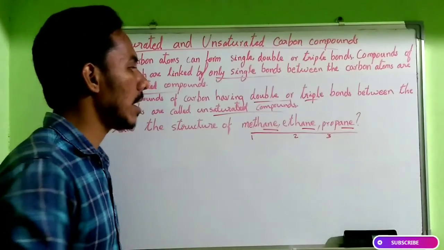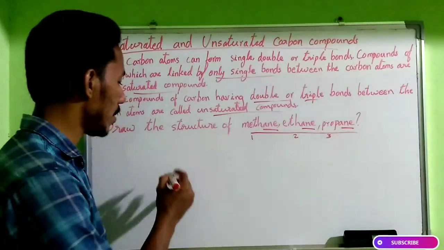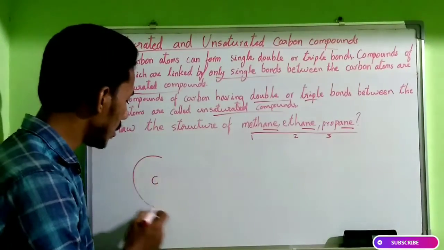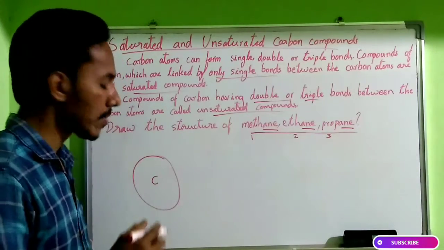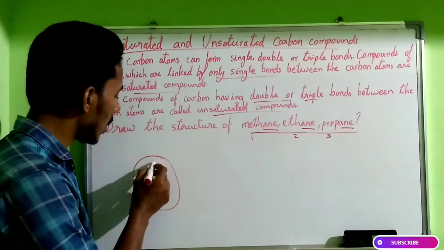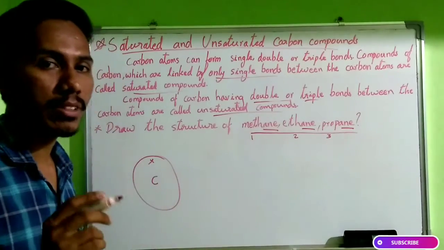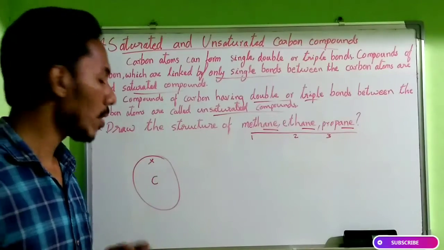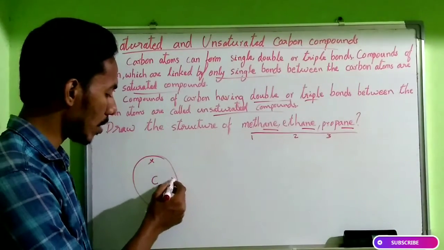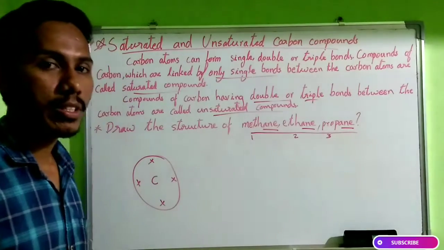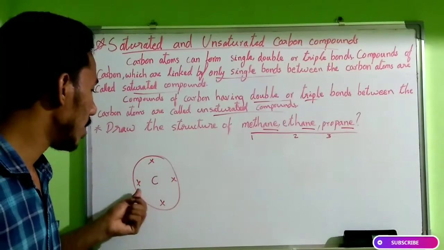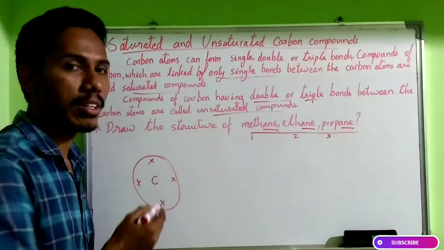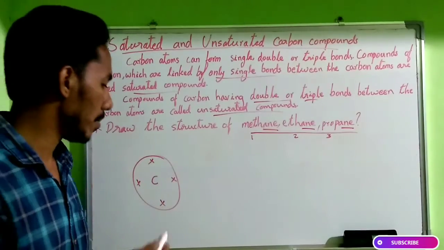Methane contains only one carbon atom. So I draw that single carbon atom and its outermost shell. We can represent the electrons. How many electrons are there in the outermost shell of the carbon atom? There are 4 electrons. Carbon is tetravalent. So 4 electrons in the outermost shell of the carbon atom. That is what I have drawn here. Then methane includes 4 hydrogen atoms.